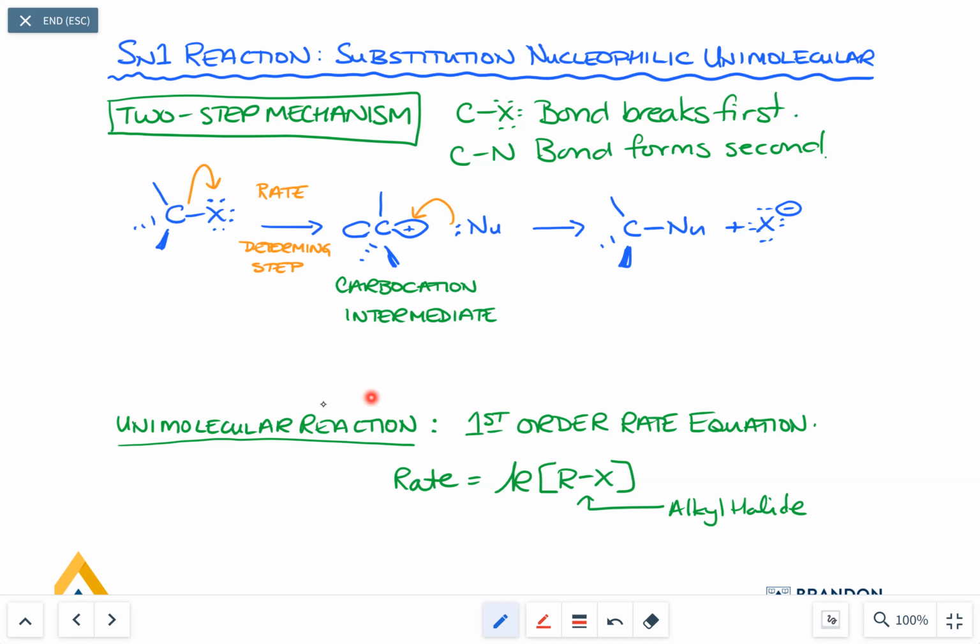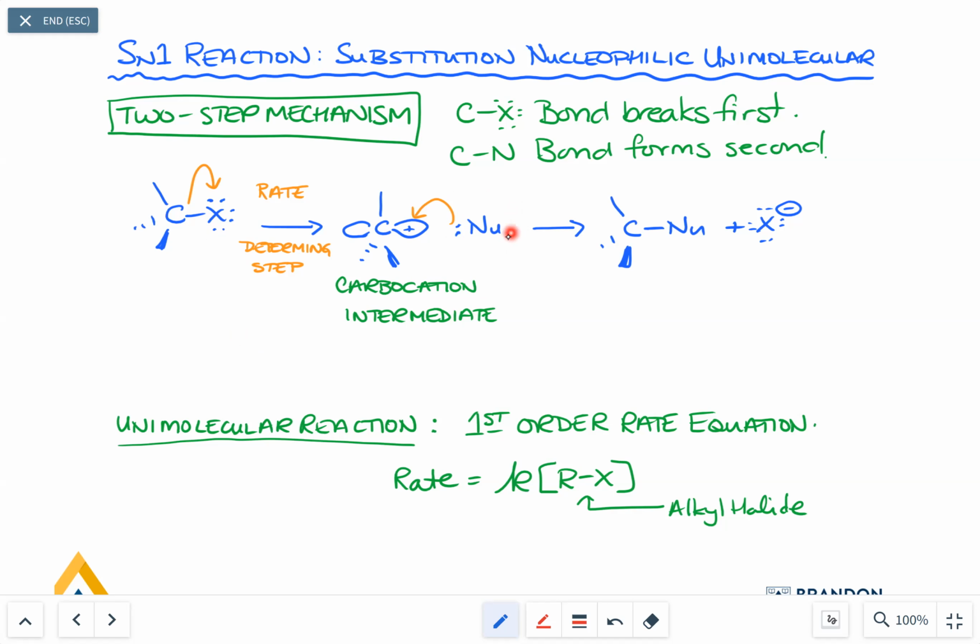So kinetically, if we're to draw the rate equation, the rate's going to be dependent upon some rate constant, which we calculate, but it's only going to be dependent upon the concentration of your alkyl halide, because only the alkyl halide is in the rate determining step. So it doesn't matter if you've got a high concentration of nucleophile, it's not going to increase the rate at all. And that's the difference between an SN1 and SN2.